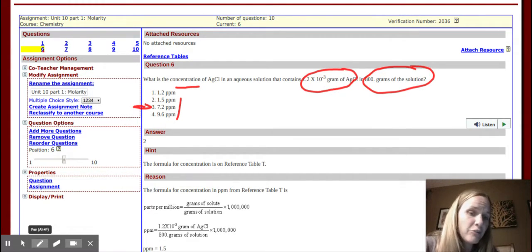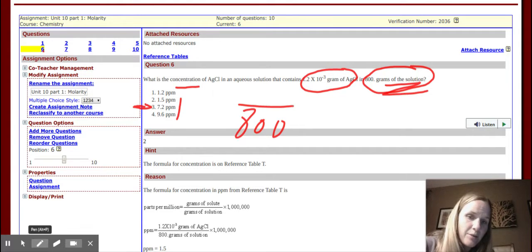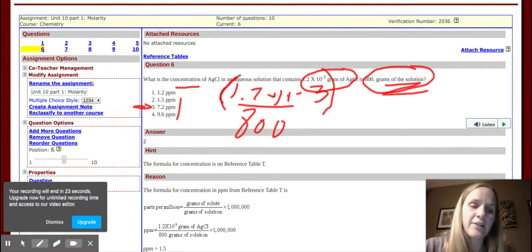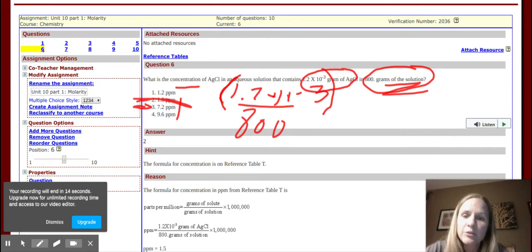So again, if I just read the formula, it says right there that solution is supposed to be on the bottom, so that 800 goes on the bottom. And whatever this number is goes on top. I'm just going to carefully put it into my calculator like that. Since it's got all that 10 to the negative 3, I do want to put parentheses around that whole part, or press enter, so it all stays together in one bunch, and then divide it by 800. And the answer, I think, works out to be answer number 2 here, 1.5.